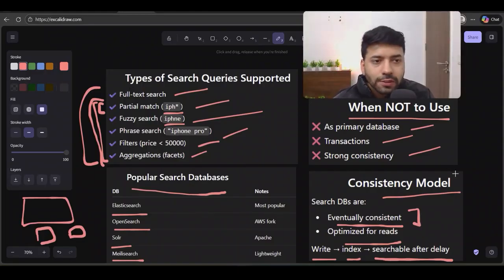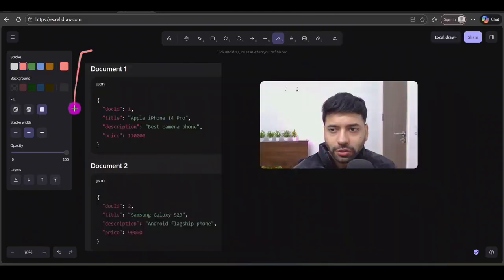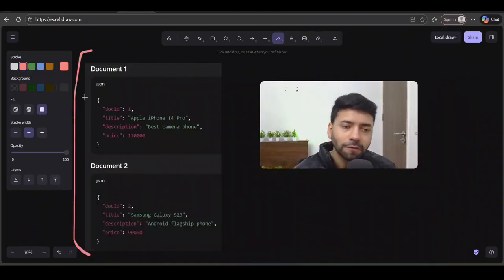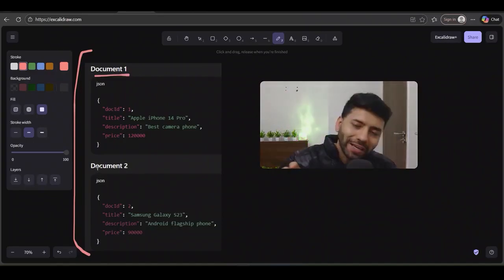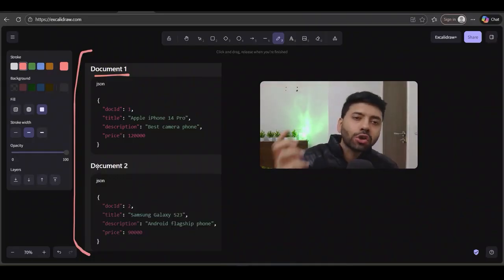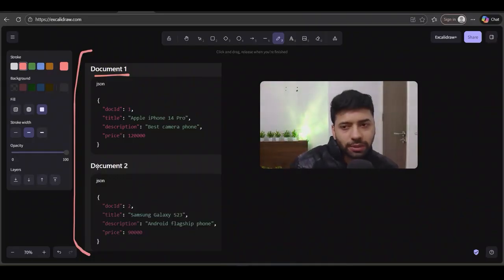We discussed the search database here, but I know you might still have confusions about it. So let's take an example, and through that, let's try to understand more about the search database. All right, so this is the example that we will see. You can see that in both we have documents as JSON. You can take it that we are using a document based NoSQL database here. So these are the two documents that we have.